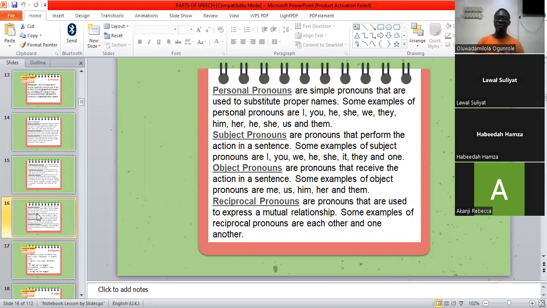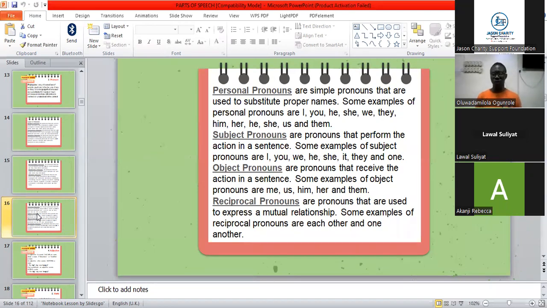So if I have Tade and Tolu, I can say Tade and Tolu love each other. But if I have Tade, Tolu, and Timi, I can say Tade, Tolu, and Timi love one another. Now, don't forget that reciprocal pronouns are used for mutual relationship. So when you are using two persons in your sentence and you want to use a reciprocal pronoun for them, you use each other. But if you are using more than two persons, maybe from three upward, then you use one another, just as I gave in the example.